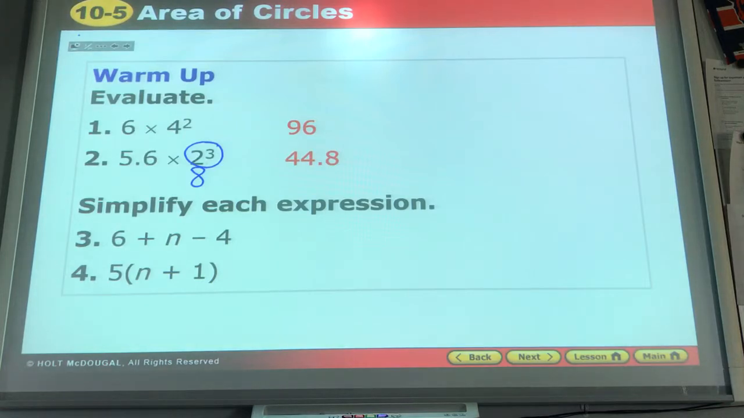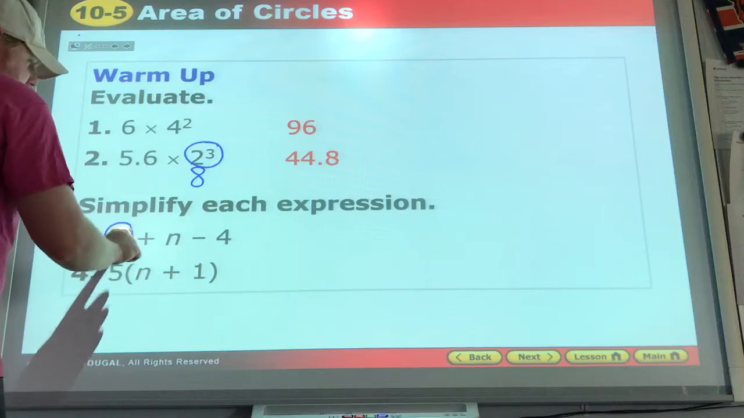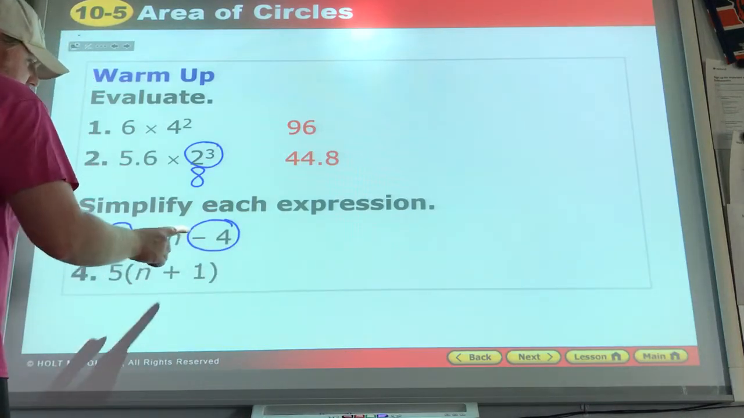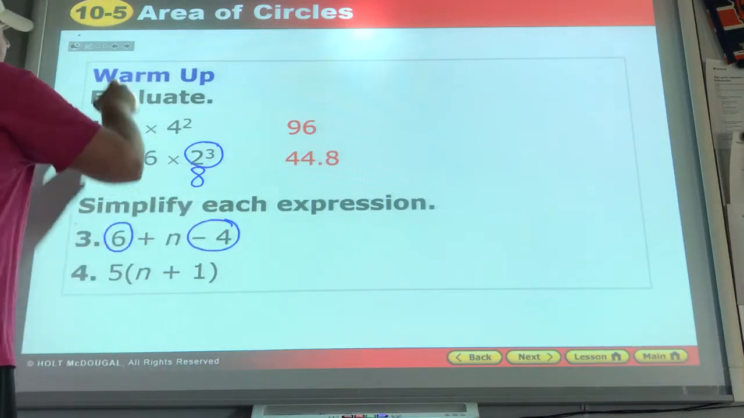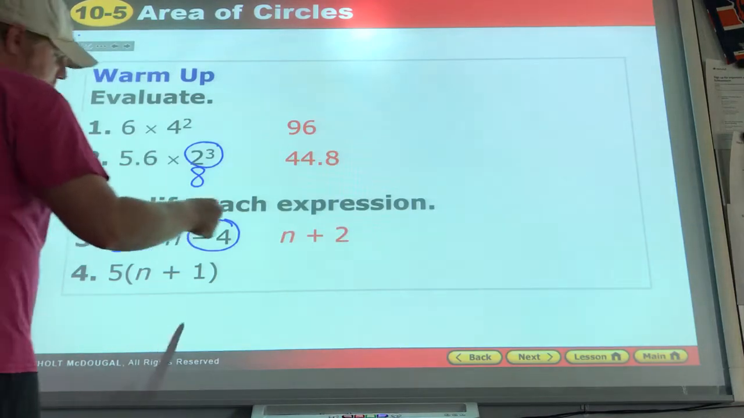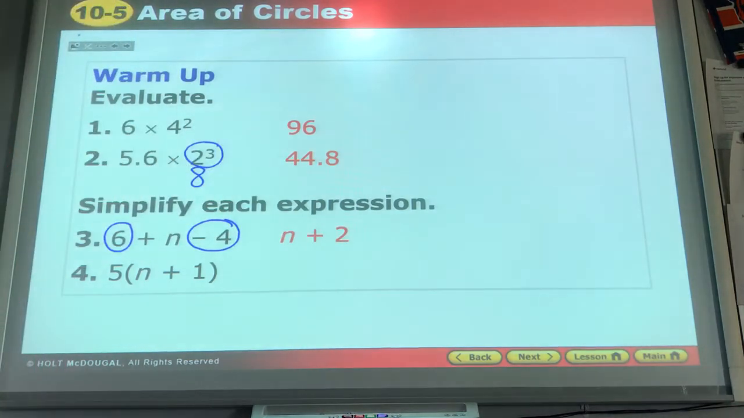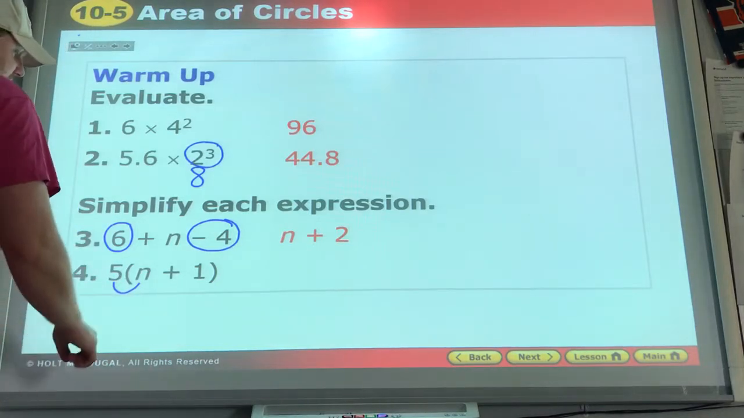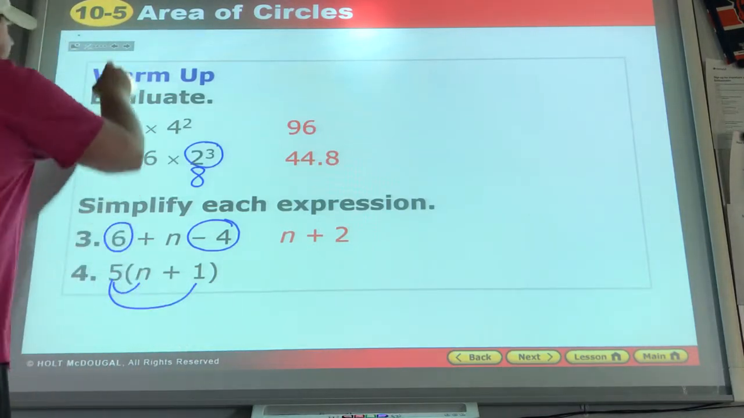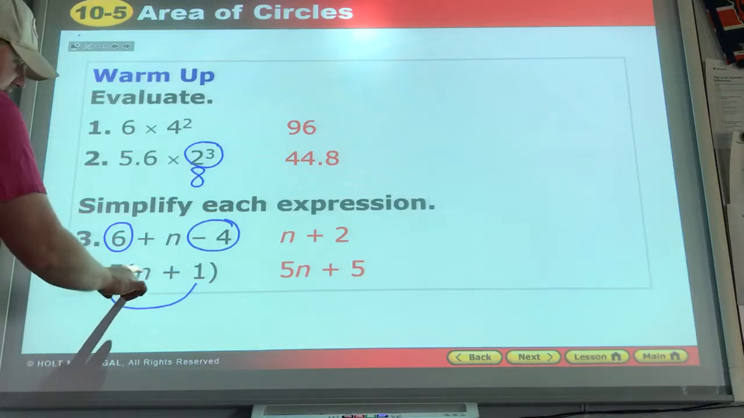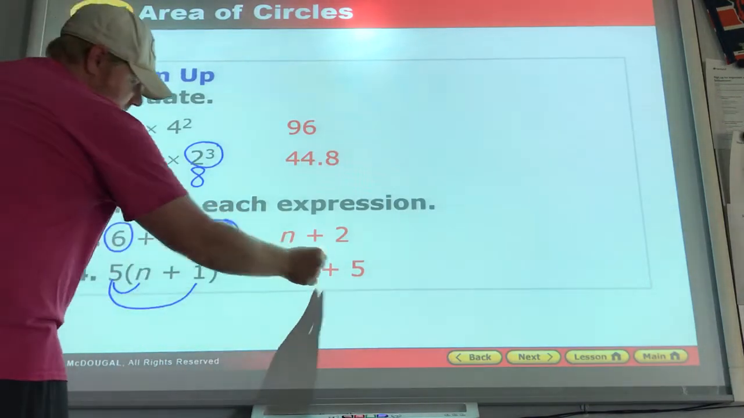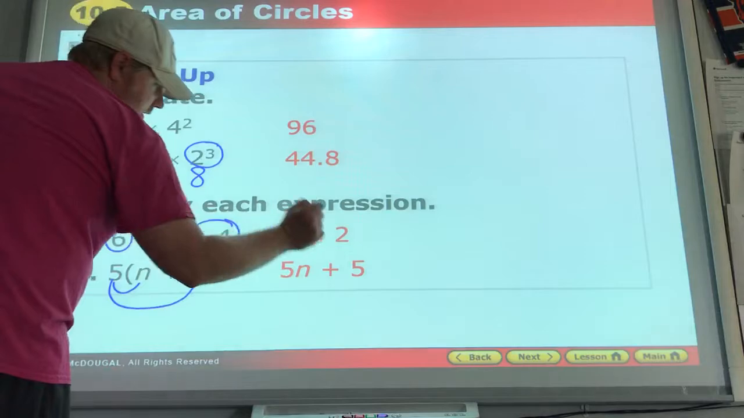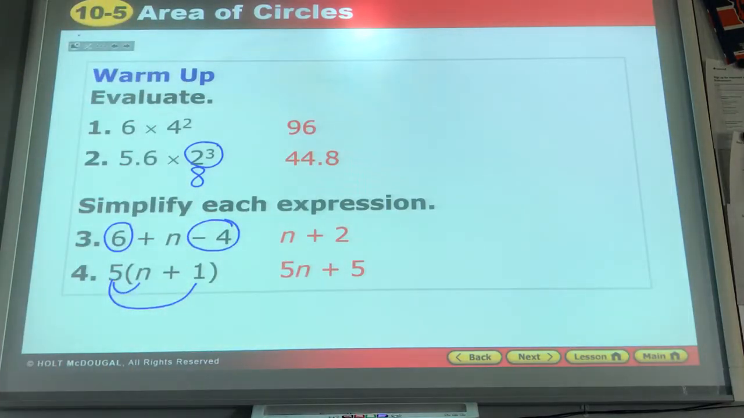All right, simplify each expression. Well, we want to add like terms. We have 6, we have minus 4, so it would be 2 plus n, or n plus 2. You can add in any order. This one, distributive property. Okay, 5n plus 5. I took 5 times n, 5n. Put that plus sign, keep it between them. 5 times 1 is 5. We show you that because we used that today.